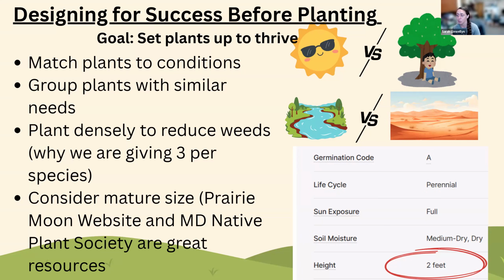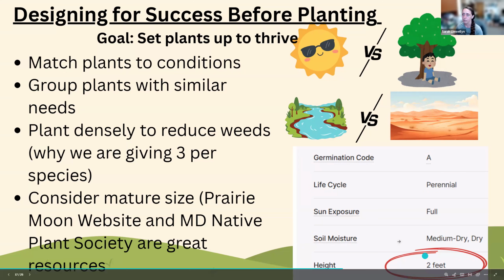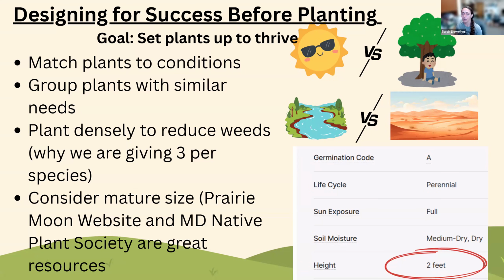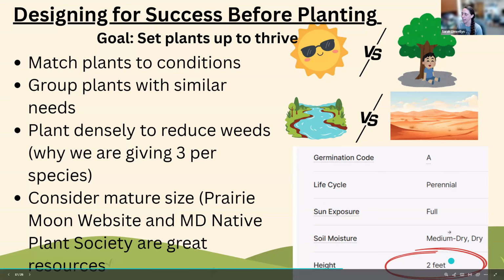Always consider that mature size. Yet again, Prairie Moon, but you could also use the Maryland Native Plant Society's website. They have a great resource on there for plants and the sizes that they're going to be. So if the height says it's going to be 2 feet, plan for it to take up about 2 feet. Will it always end up being that height? No, especially if you ignored how much sunlight or moisture it needed. But if you are providing it with full light and the right amount of moisture, that bugger's going to be at least 2 feet tall.